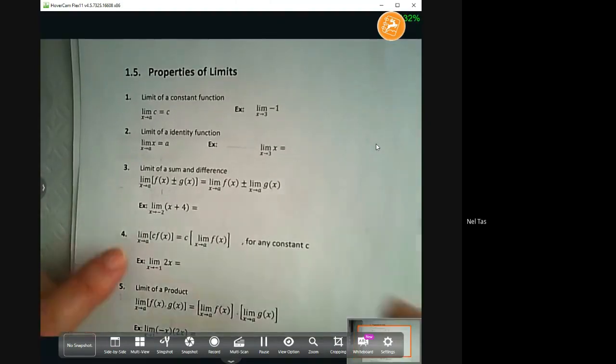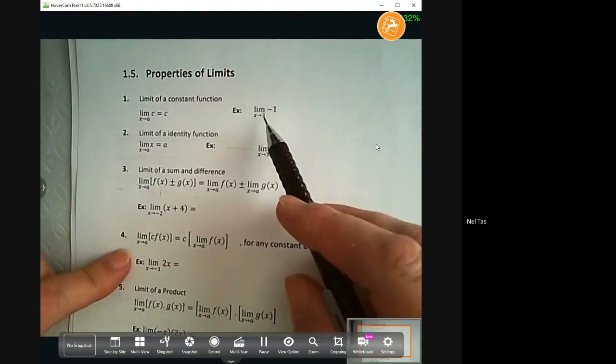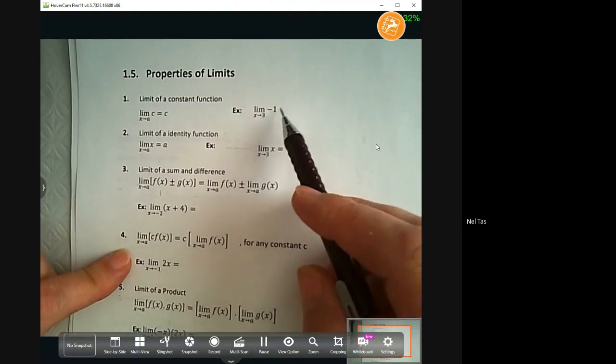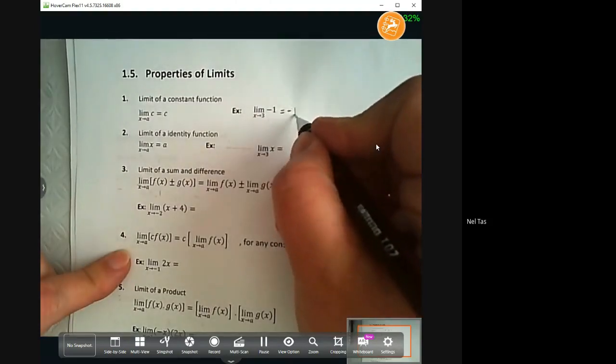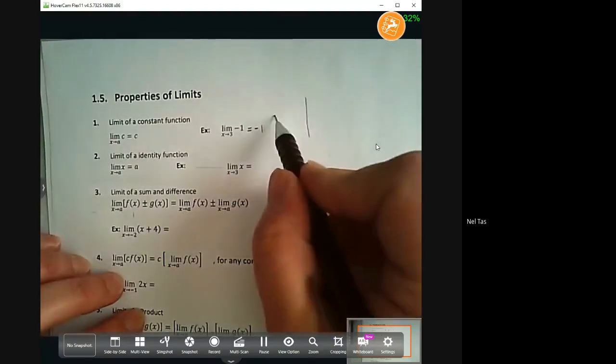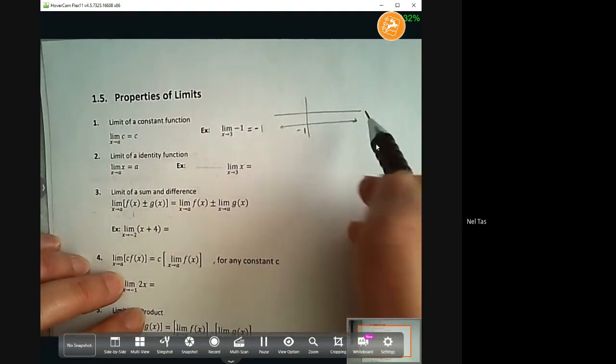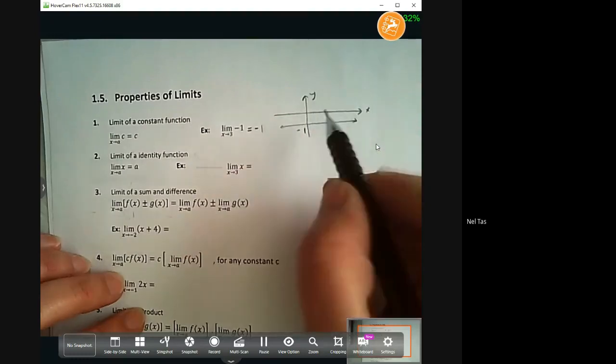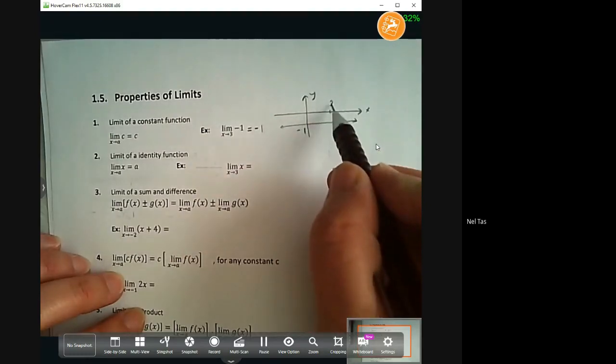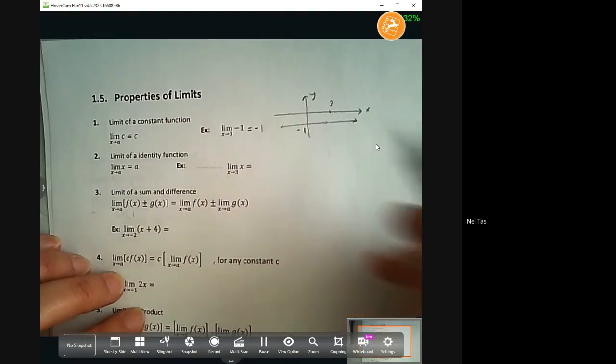Okay. Limit of a constant function. If we have limit of c as x approaches a, that is equal to c. So we have an example here. Limit of -1 as x approaches 3. So that is going to be equal to -1. You can think of it as a horizontal line, right? So -1. So when x is 3, as you see, the limit is -1.